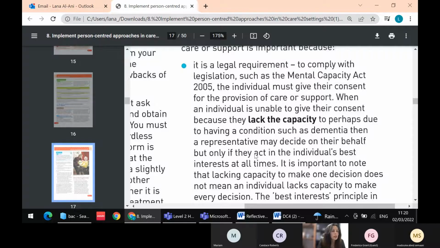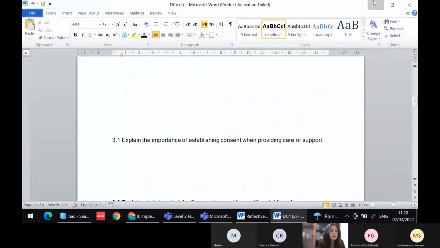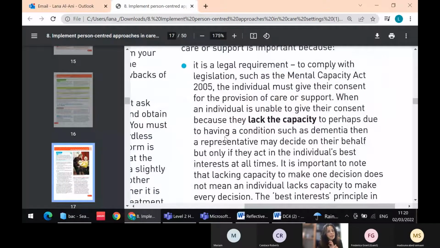So if we answer the question where it says the importance of establishing consent when you provide care and support, I will be answering, first of all, it is a legal requirement. So for me, I need to comply with the legislation such as the Mental Capacity Act 2005, where the individual must give their consent to any kind of support they are provided with. And if they are not able to give their consent because of the lack of mental capacity, then perhaps I will have to act in their own best interest, decide on their behalf.